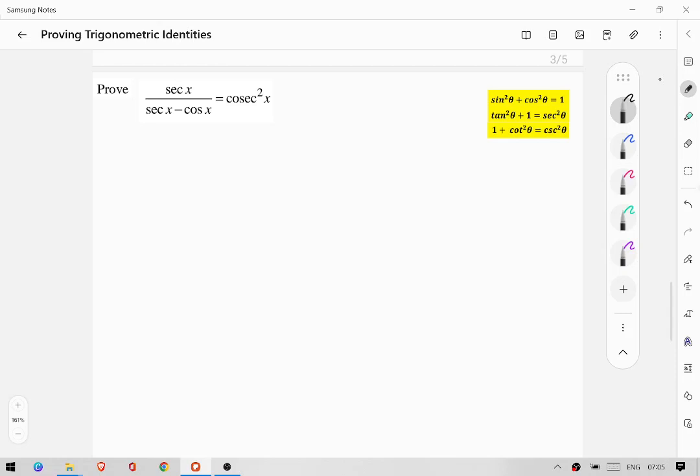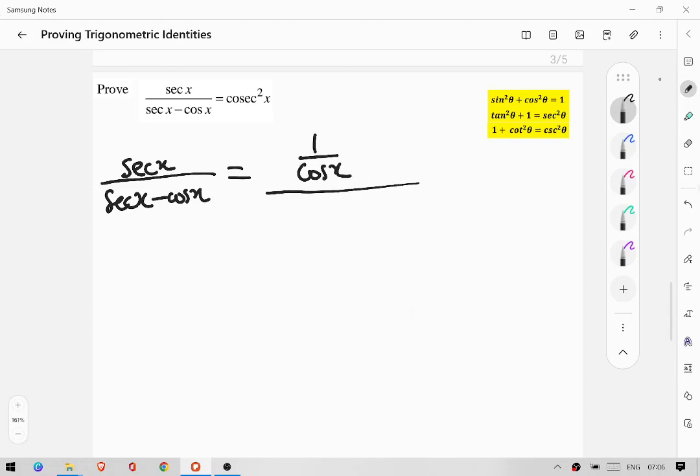Now let's go to the fourth one. We have secant x over secant x minus cos x equals cosecant squared x. Since everything over here doesn't have a square on top of the trigo function, we have to change them. Secant is 1 over cos x, and then divide by secant, 1 over cos x, minus cos x. Actually, cos x is also a fraction, but the denominator is 1.